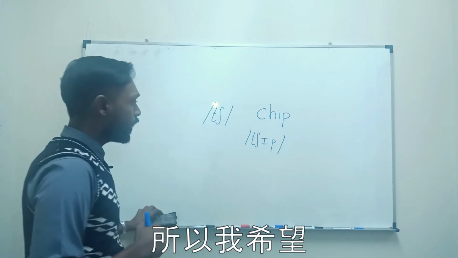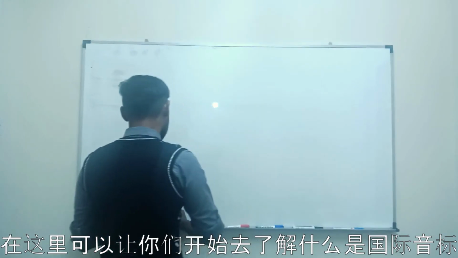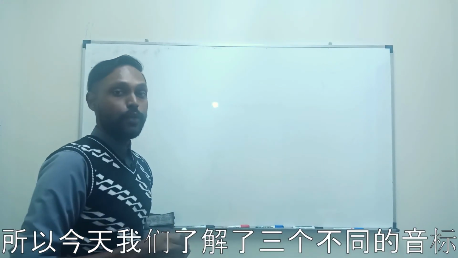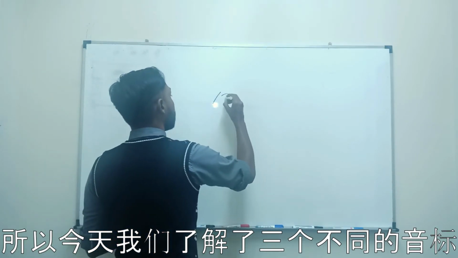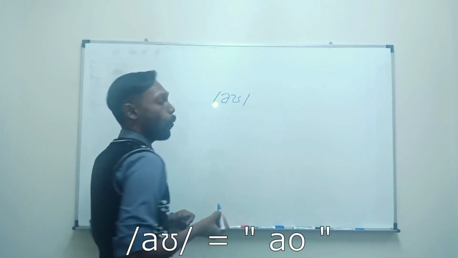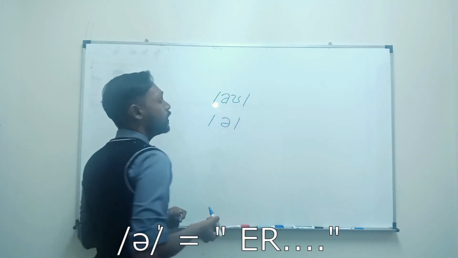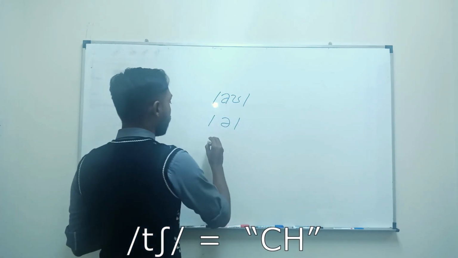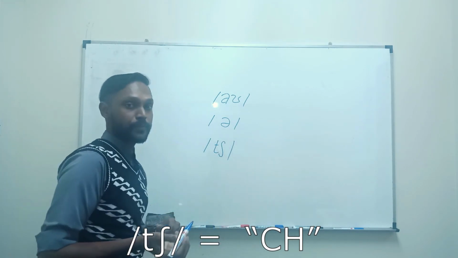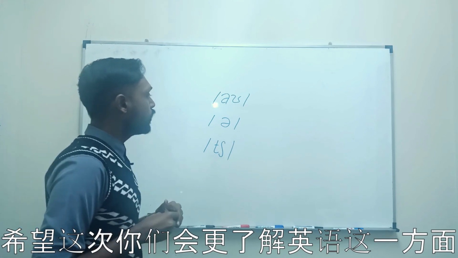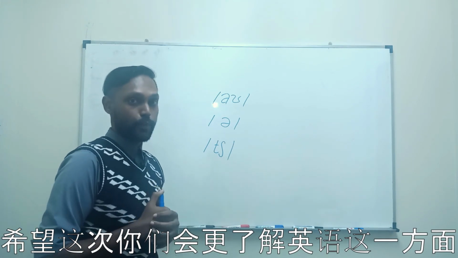Okay, I hope that clears up a little about the phonetics and phonology. So today we looked at three different sounds. We started with ow, and we had the schwa. Lastly, we looked at ch. Hopefully this would give you a better insight into the English language.